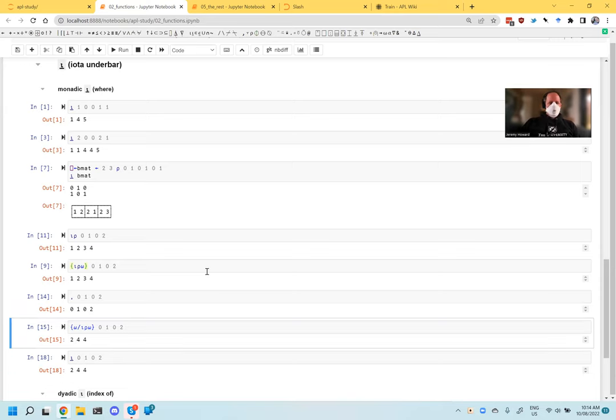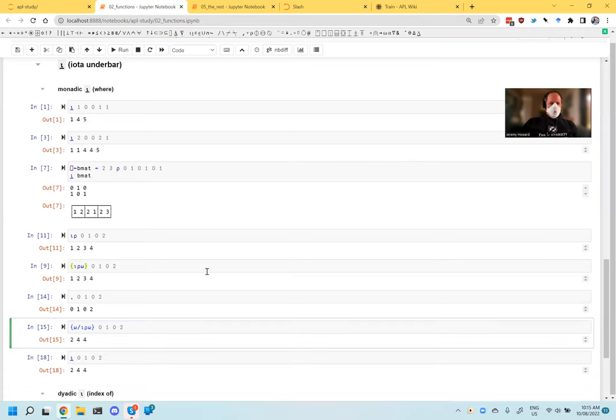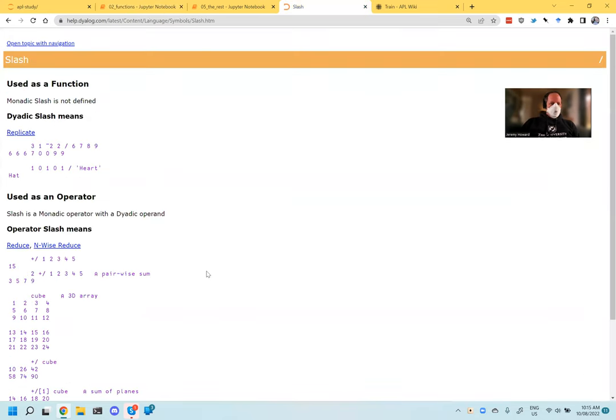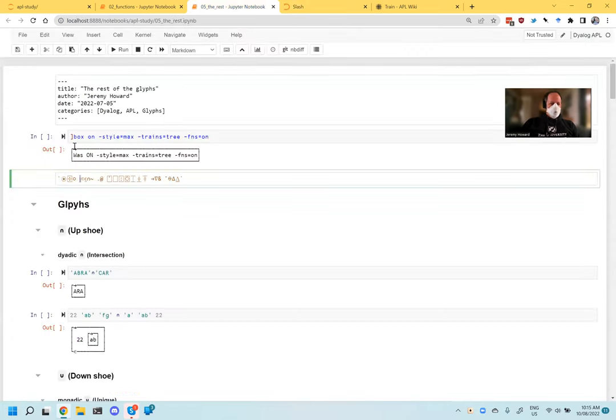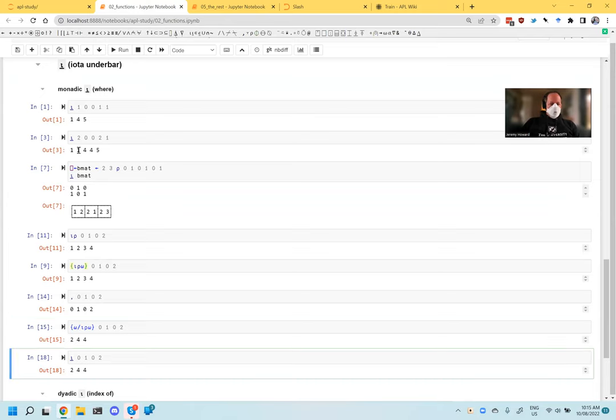So the reason this works is that slash means replicate, and the left-hand side tells you how many times to replicate the right-hand side. Omega slash omega. Okay, so there's omega slash omega. So that's doing the replicate.